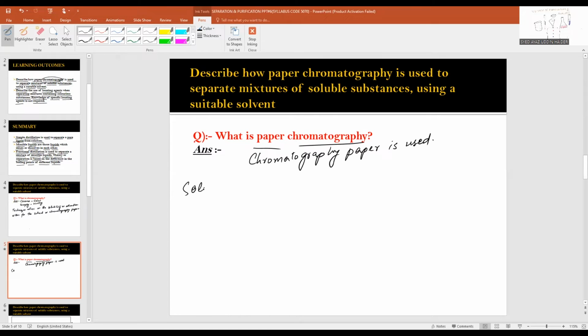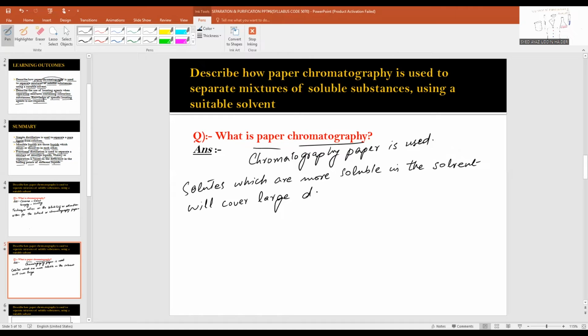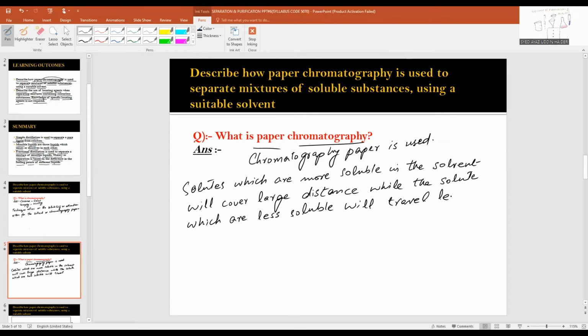Solutes which are more soluble in the solvent will cover large distance, while the solutes which are less soluble will travel less or will cover less distance. Thus, the difference in solubility allows the different pigments in the dye to be separated.